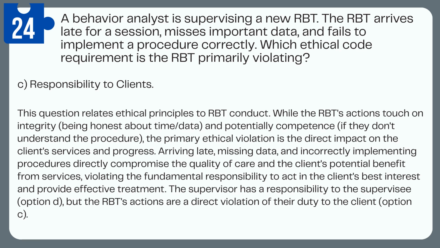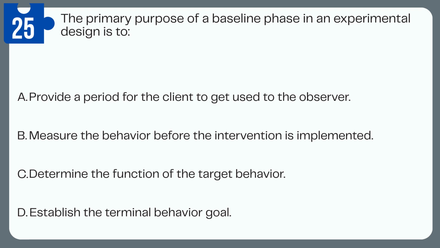The supervisor has a responsibility to the supervisee, Option D. But the RBT's actions are a direct violation of their duty to the client, Option C. Question 25. The primary purpose of a baseline phase in an experimental design is to A. Provide a period for the client to get used to the observer. B. Measure the behavior before the intervention is implemented. C. Determine the function of the target behavior. D. Establish the terminal behavior goal.